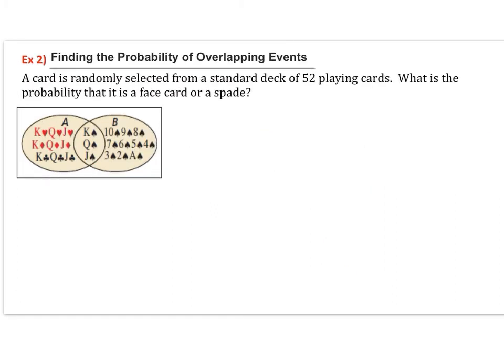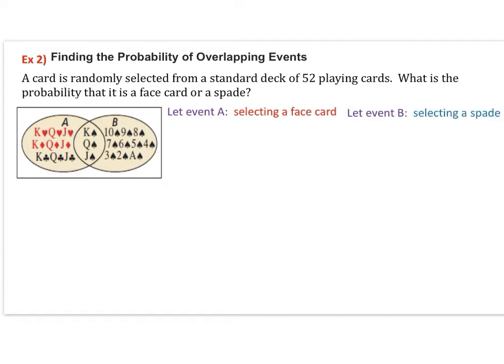Alright, example 2 is finding the probability of overlapping events. You have a card that's randomly selected from a standard deck of 52 playing cards. What's the probability that it is a face card or a spade? So first, let's define our events. Let event A be selecting a face card, and then define event B as selecting a spade. So when you look at your Venn diagram, we have all the face cards in circle A. All of our spades are in circle B.